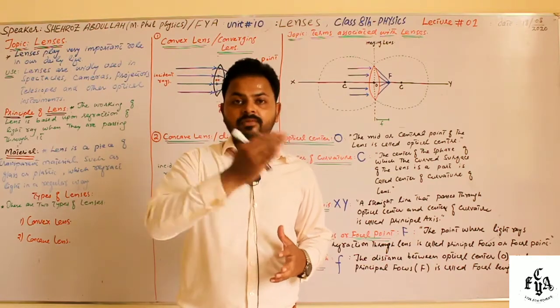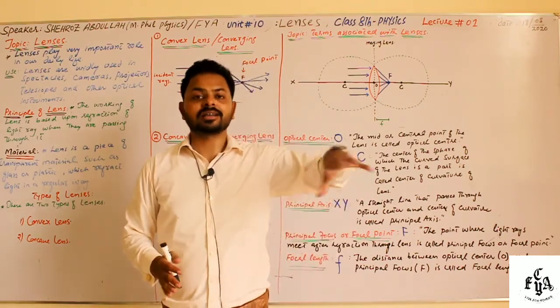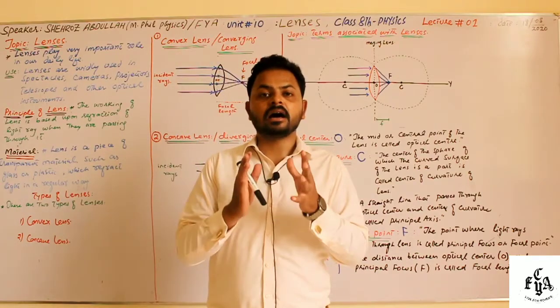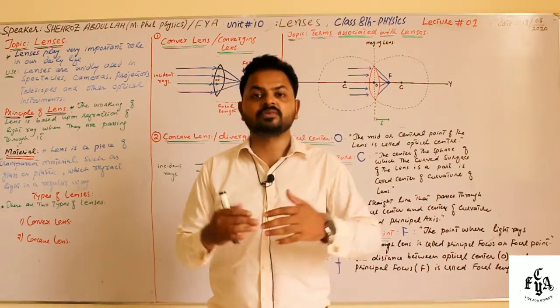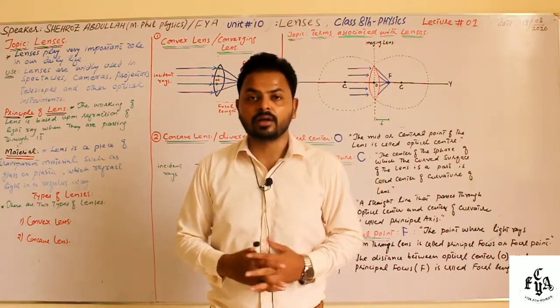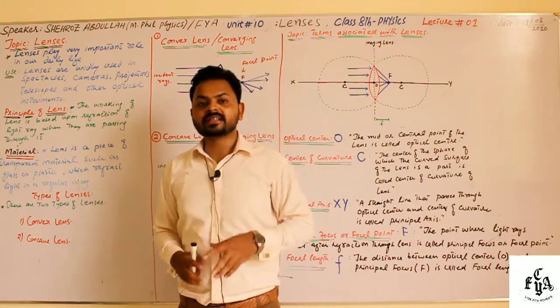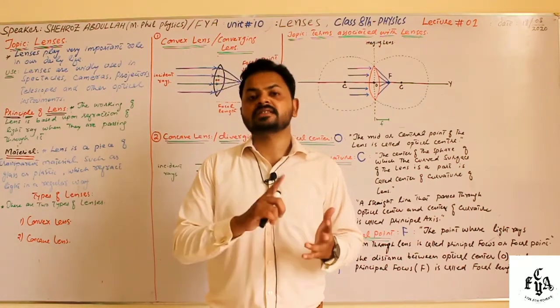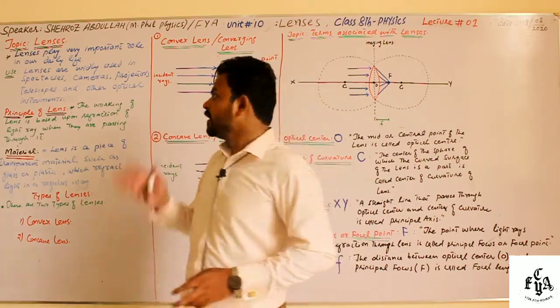We will discuss this further in detail in the different classes of lenses. So simply we understand that lenses are made of plastic or glass, which performs refraction of light when incident rays fall on it. There are two basic classes of lenses. The first is the convex lens, the second is the concave lens.